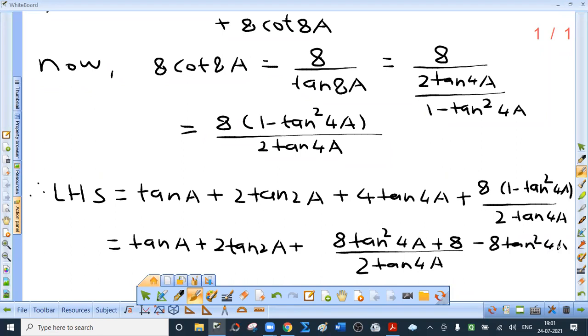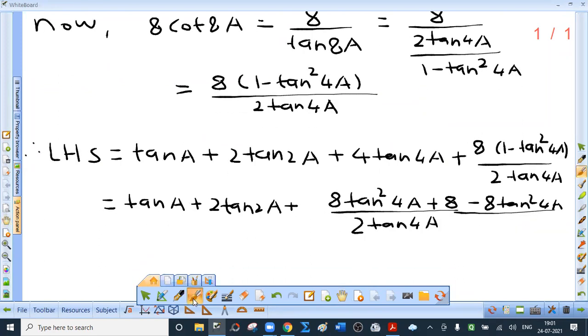You should know how to add fractions. So next step, this is nothing but tan A plus 2 tan 2A. Tell me on simplification we get what? 8 tan square 4A gets cancelled. 8 upon 2 tan 4A. So it is simply 4 upon tan 4A. Now again, what is tan 4A? Tan 4A is tan of 2 times 2A. Apply tan 2 theta formula again.